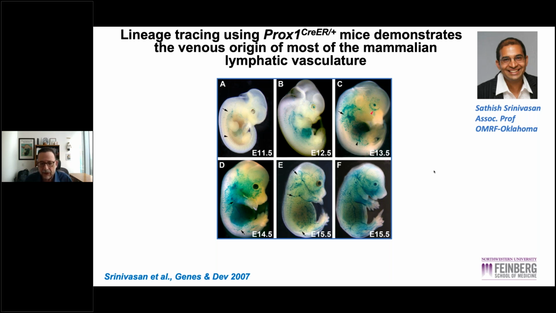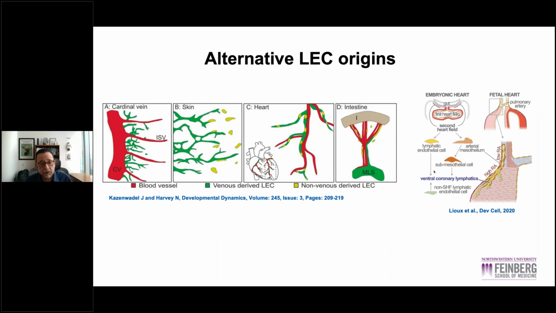I know some people will disagree with this statement, because in the last few years, there has been proposal that other sources also produce lymphatic endothelial cells. For example, for the skin, it has been proposed that a small percentage may have other origins, although also Francois' lab, together with Natasha Harvey, has shown that they seem to adopt from a capillary bed, suggesting that those others also could be venous derived. There has also been proposed a hematopoietic origin for a subpopulation of lymphatics in the heart and in the intestine.